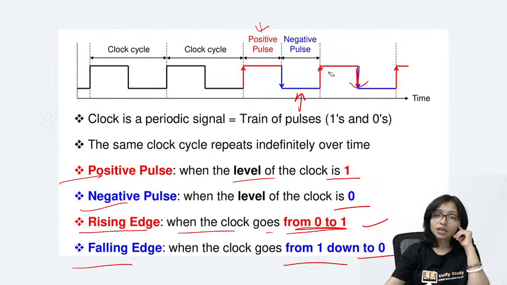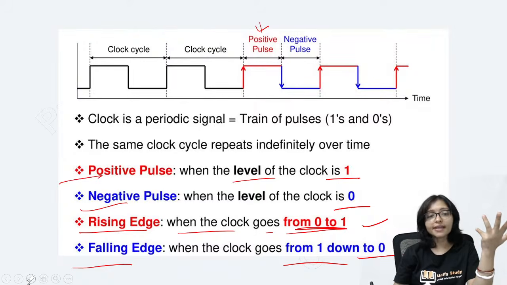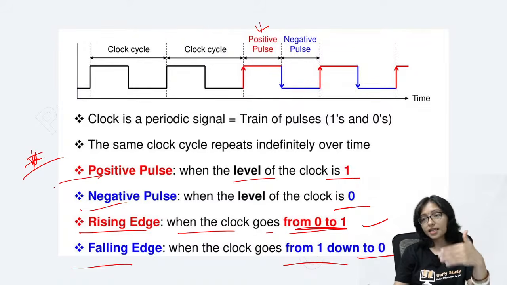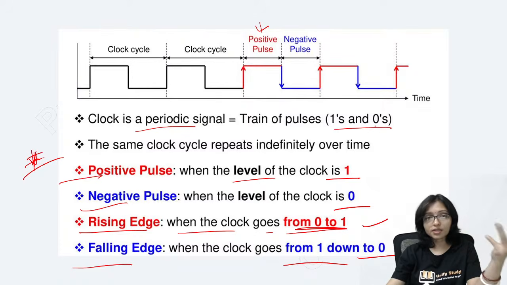Sometimes theory matching questions can also come. There is a high chance you can get a matching type question from here. So write it down in your notebook. What is positive pulse? What is negative pulse? What is rising edge? What is falling edge? Questions can be there. Clock is a periodic signal. When 0 and 1 go on, the same clock signal will be repeated.